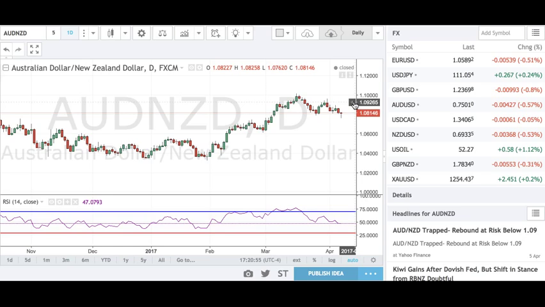So that's how the crosses shape up. It's really the which way does Aussie go story this week, and we'll be following that very closely as the week progresses.